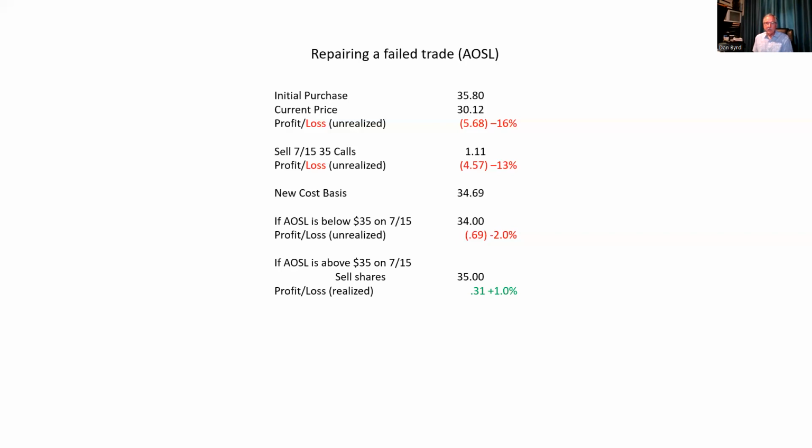Now, if it is at 34, or let's say it's still at 30 or 31 or 28 or whatever, I can choose to do the same thing again the next month, August 15th or whatever the date. And I could continue to do this until my cost basis gets down to a point. Let's say I bring my cost basis over the next 2 months down to 32, and then the stock is selling at 33. Then I still have a profit.